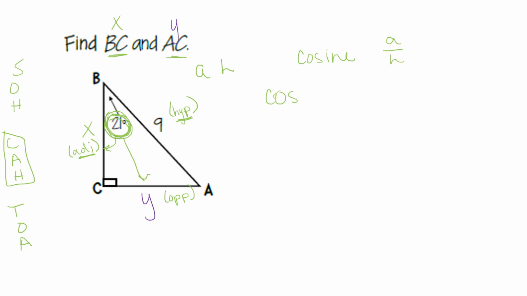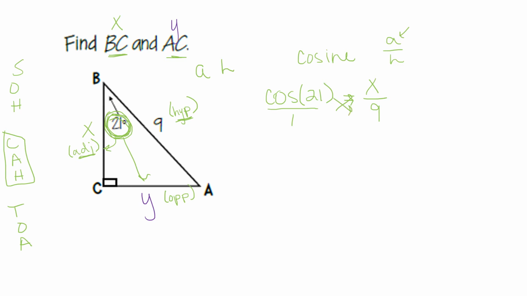Well, now every time we have cosine, we have a bubble. So in the bubble is always going to go my angle. So the angle I'm talking about is 21. So cosine of 21 has to equal adjacent, which here is x, over hypotenuse, which here is 9. So now I can put cosine over 1, and I have a proportion that I can cross multiply to solve.